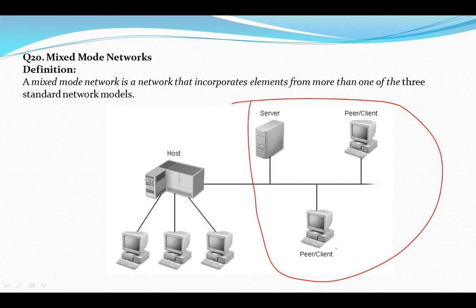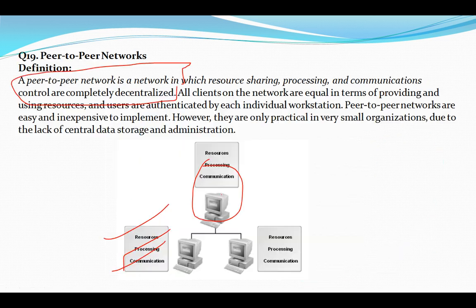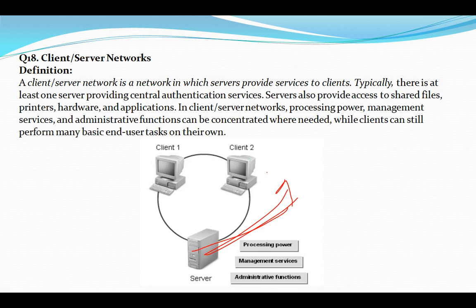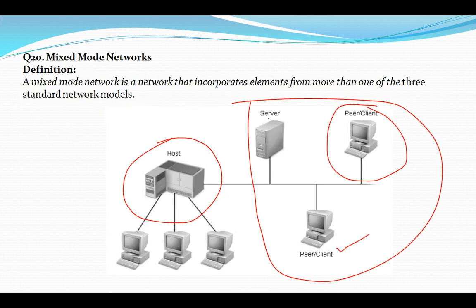As you can see here, this is my peer client, because I have a server here, and I have a peer client here also, and here also, and as you can see, host here, host. As I told you, the first one is centralized. If you say server to client, it is going to be server-client, and this is peer to peer. So this is how we can say it's a combination of more than one network model.